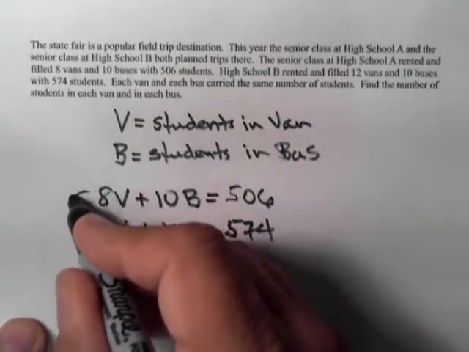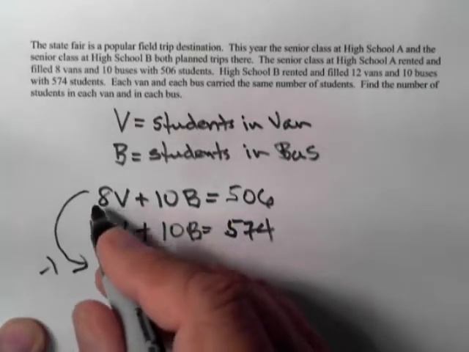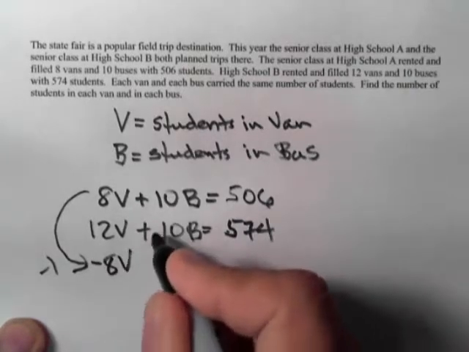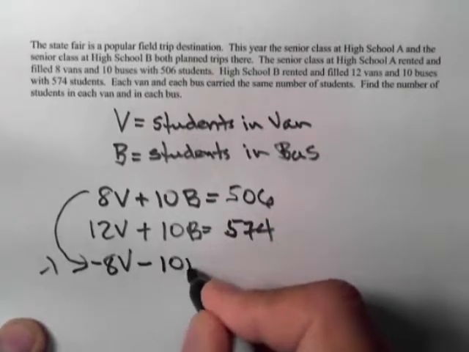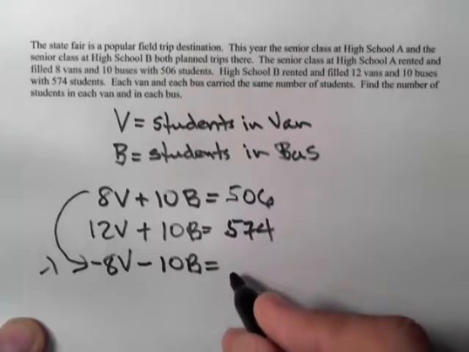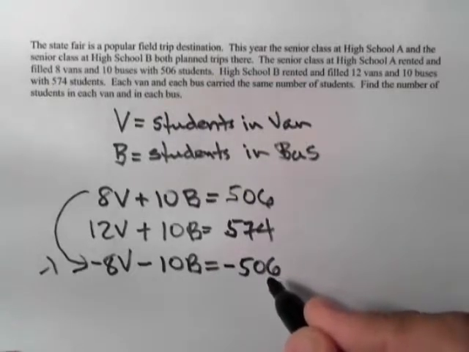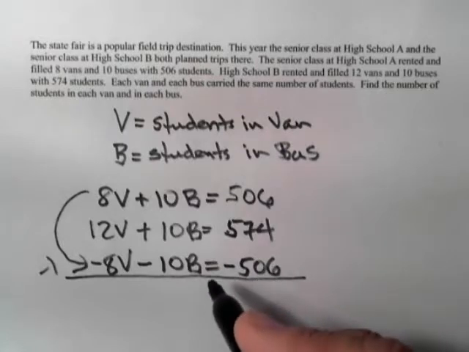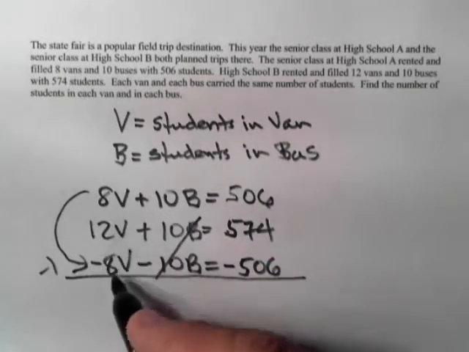All I have to do is, let's say I take the first equation here and multiply it by -1. So -1 times 8v will be -8v. -1 times plus 10b will be -10b. And -1 times 506, negative 506. Okay, so now here we go. Notice, of course, it was real easy to eliminate the buses. We did that. What do we got here?